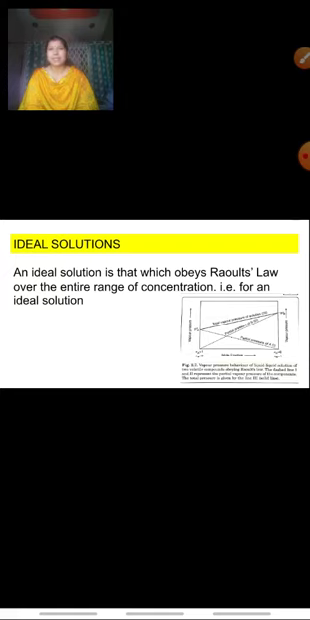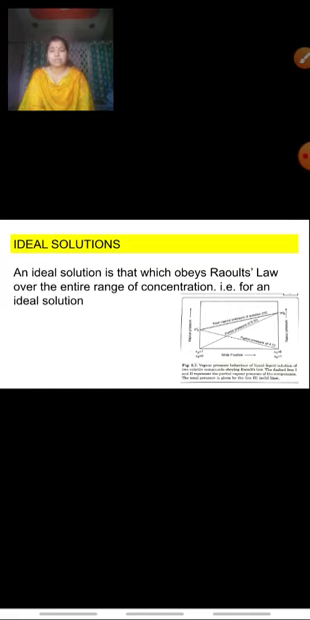Children, in the previous class, we all learnt about Raoult's law. Today we have to start with the types of solutions on the basis of Raoult's law. Let us first quickly revise what Raoult's law was. According to Raoult's law, in a solution, the partial vapor pressure of each component is directly proportional to the vapor pressure of that component in the pure state into its mole fraction. Simply, the partial vapor pressure is directly proportional to the mole fraction. Removing the sign of proportionality, a constant comes, which is equal to the vapor pressure of that component in the pure state. So P is equal to P naught into chi, where P is the partial vapor pressure, P naught is the pure state vapor pressure, and chi is the mole fraction.